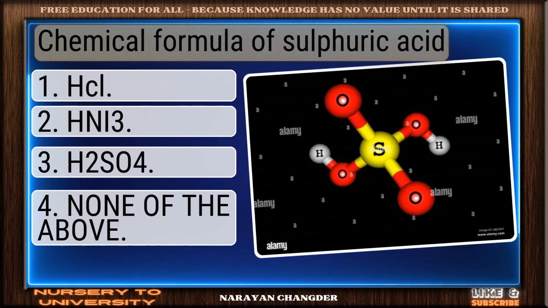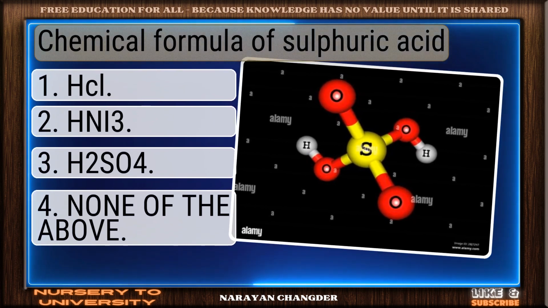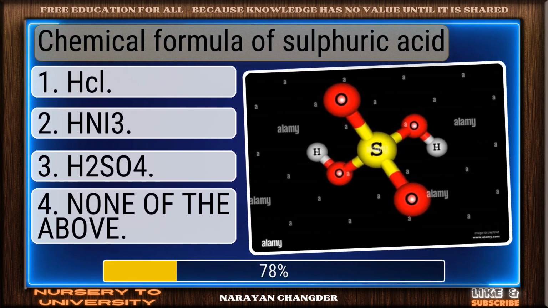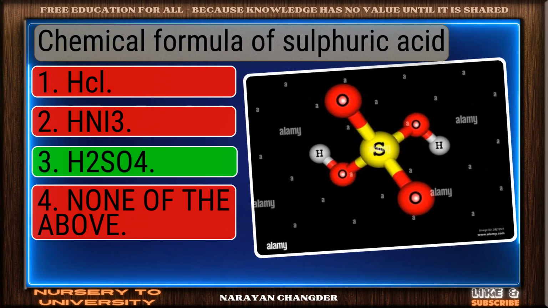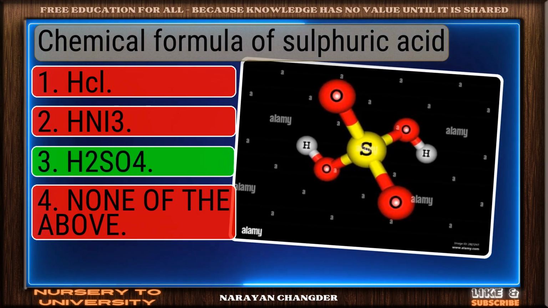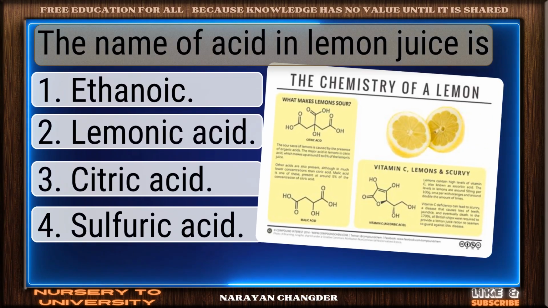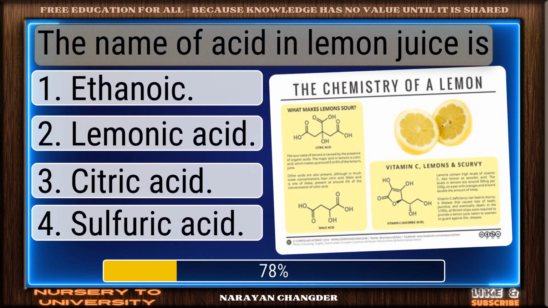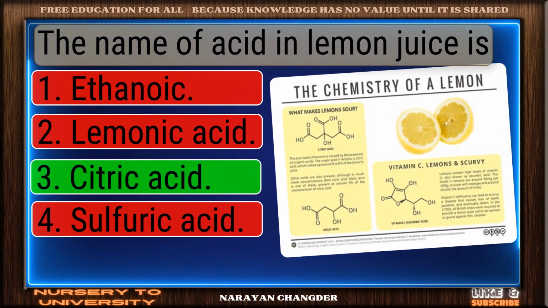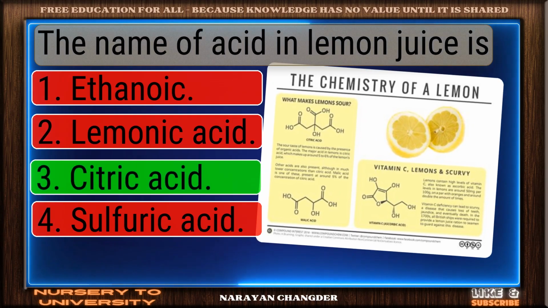Question number 72. Chemical formula of sulfuric acid. Well reasoned. H2SO4 is the correct choice. Question number 73. The name of acid in lemon juice. Excellent choice. Citric acid is the right answer.